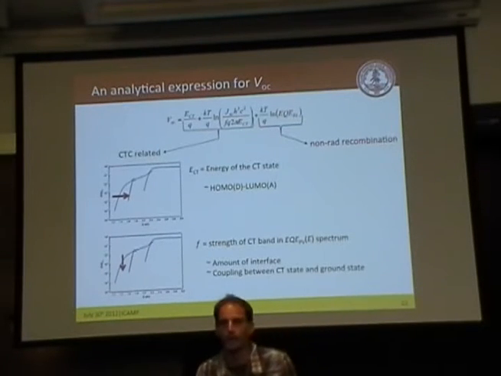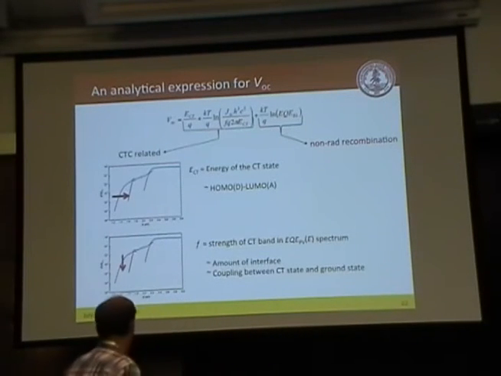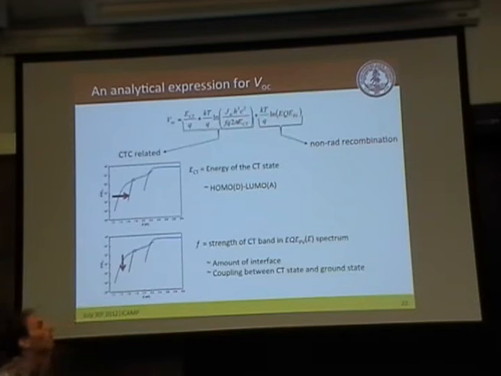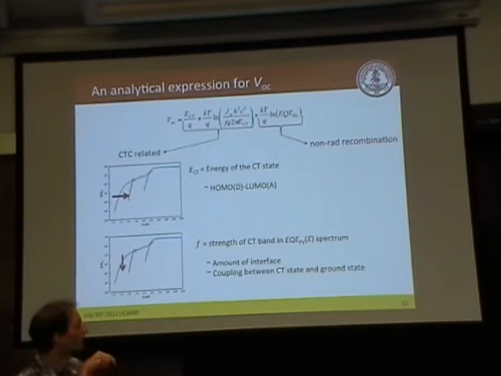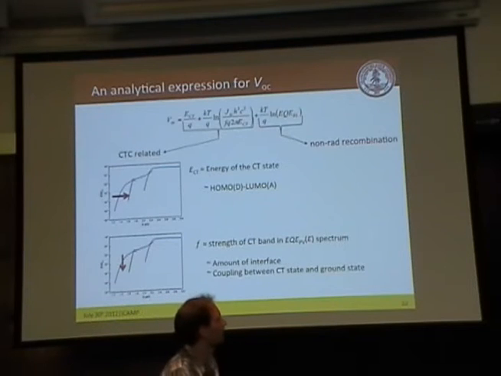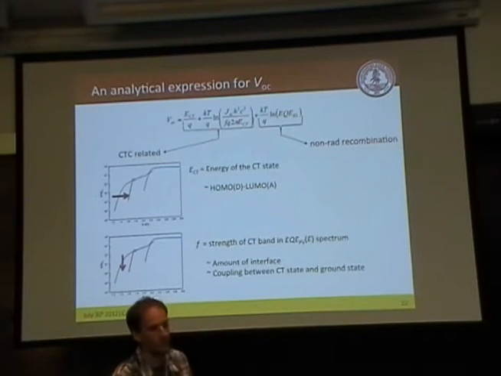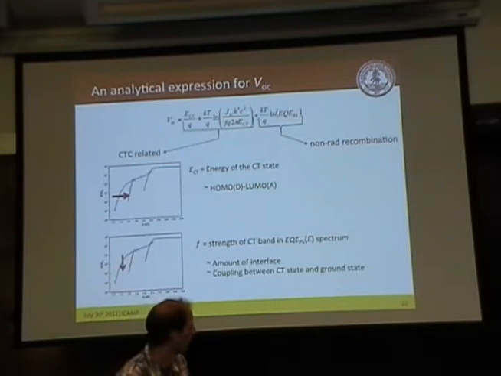So schematically, what do you want for a high voltage? You want the energy of the CT state as blue as possible, as high as possible. Well, it's linear, right? We'll see some examples of that later. The energy of the CT state is approximately related to the HOMO of the donor minus the LUMO of the acceptor, as we saw before.